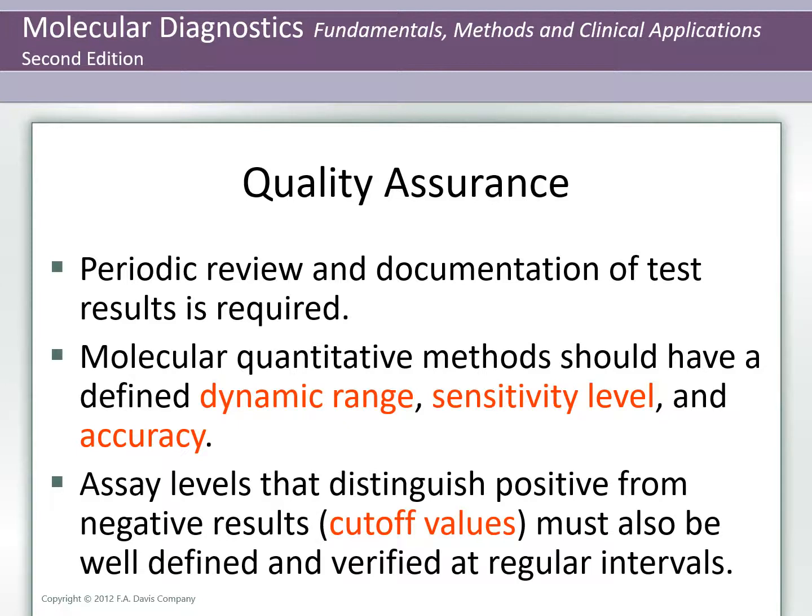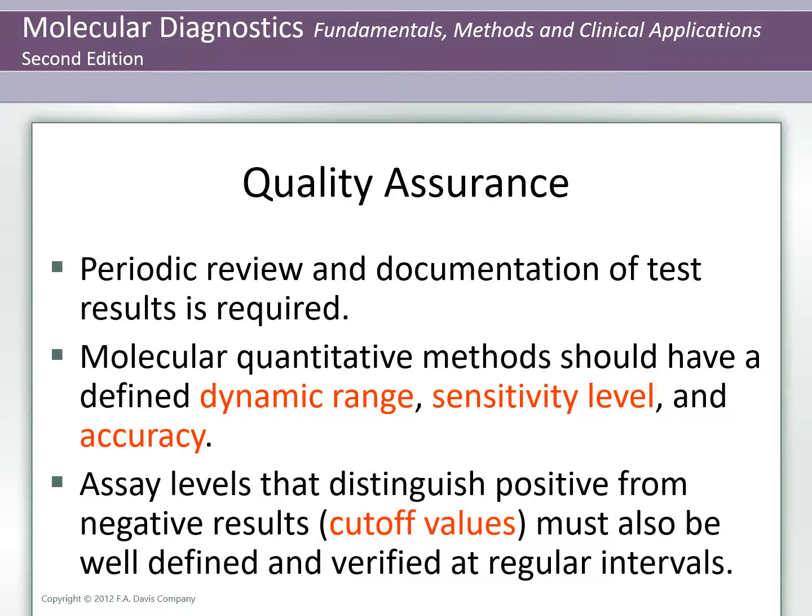As with all quantitative testing, molecular quantitative methods need to have a defined dynamic range. The dynamic range is the ratio between the mean maximum signal of the target being detected and the mean minimum or background signal. This definition has been useful for describing the dynamic range of an assay.